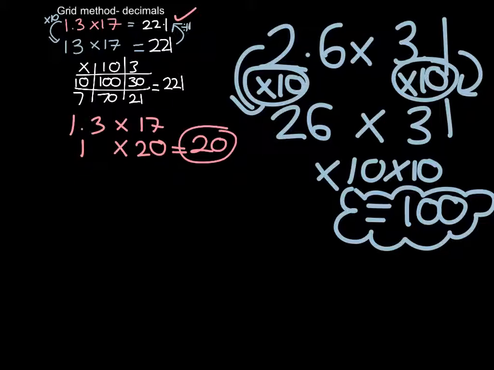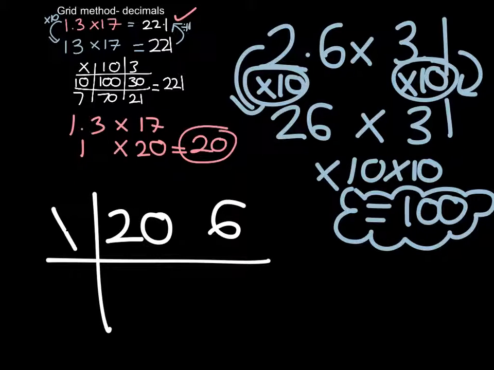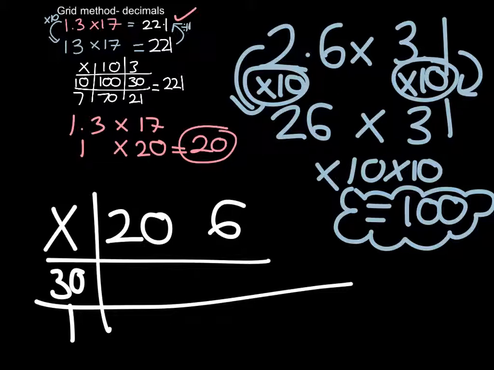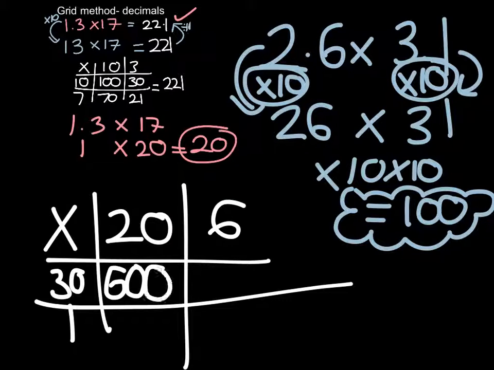Okay, so 26 times 31. 26 is 20 and 6. And 31, 30 and 1. Now, 30 times 20 is like 3 times 2, which is 6. But then we need to make our answer 10 and then 10 times bigger again. So 10 times bigger and then another 10 times bigger. So that's 3 times 2, and then 10 and 10 times bigger, giving you 600.